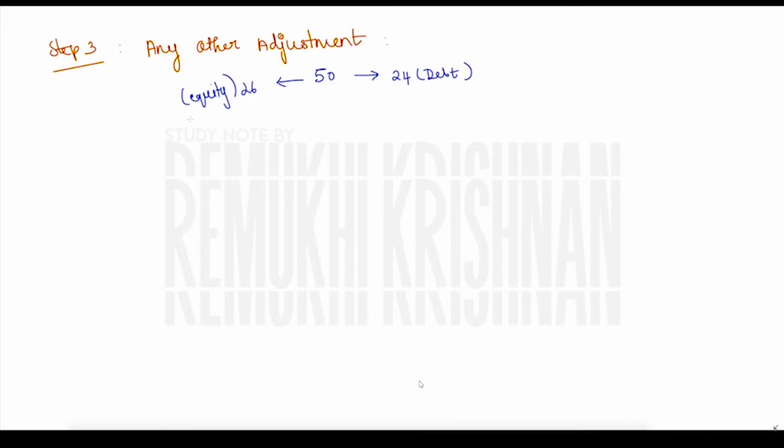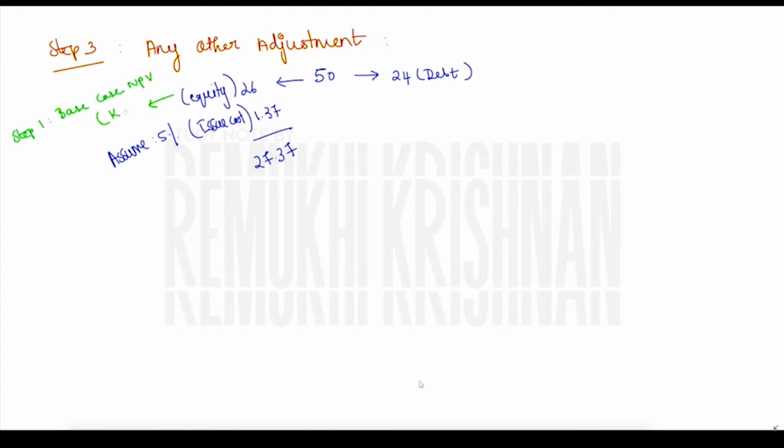Step 3 is nothing but any other adjustments. Yes, is there any other adjustment in this sum? Of course, because I made an assumption that 5% is of my issue cost, right? So out of 50%, 24 is your debt, 26 is your equity, and yes, we already made this assumption of 5%, which comes to be 1.37. So totally 27 lakh 37,000 is our total equity part, right?